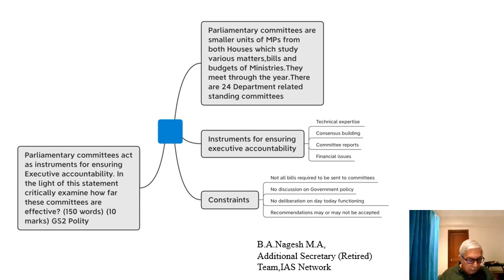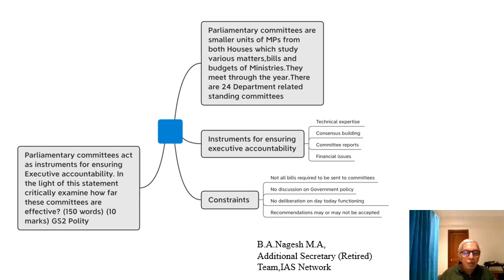Then, no deliberation on day-to-day functioning. See, day-to-day functioning of government is not the work of the parliamentary committee. Then, finally, the recommendations of the committee may or may not be accepted. This is another constraint of the parliamentary committees.